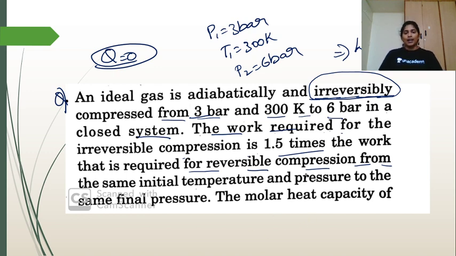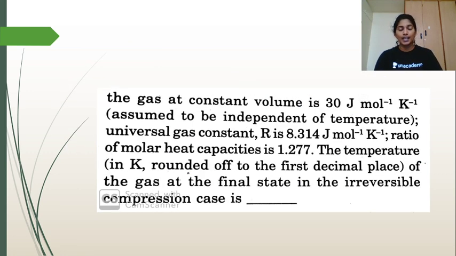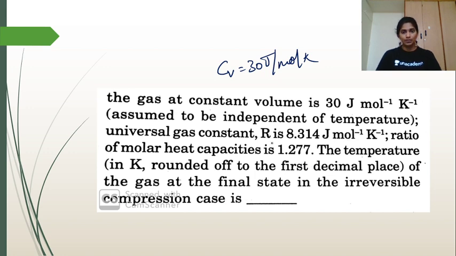So work required in irreversible, W irreversible, is equal to 1.5 times W reversible, from the same initial temperature and pressure and to the same final pressure. So the conditions we maintain in this process are the same for the reversible process also. We have the specific heat capacity at constant volume, Cv, equal to 30 joules per mole Kelvin, and it is independent of temperature. At the same time, they have given the R value also, which is the universal gas constant.